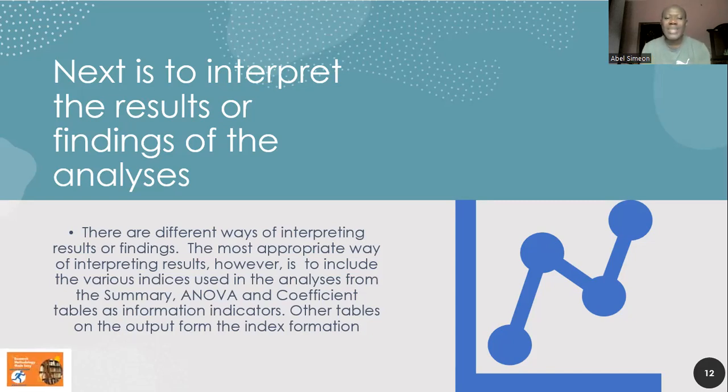Every other table in the output is called index information. They may not be necessary. Like the correlation table, it may not be necessary when you're carrying out this regression analysis. The correlation table is a pre-analysis test. It is a test that is carried out before you carry out a regression analysis, so it is called an assumption test.